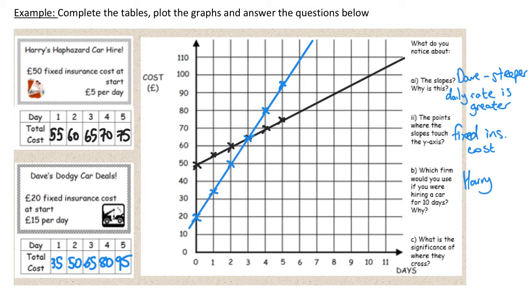And what is the significance about where they cross? So they cross at 3 days, which is here. And the significance is that the charges are the same. So the same price at that point.